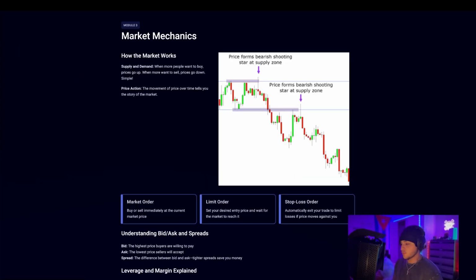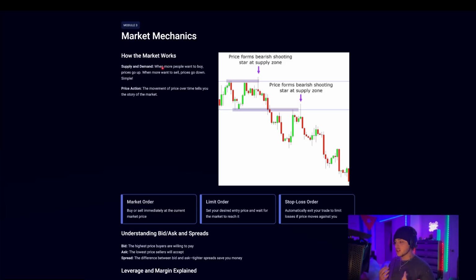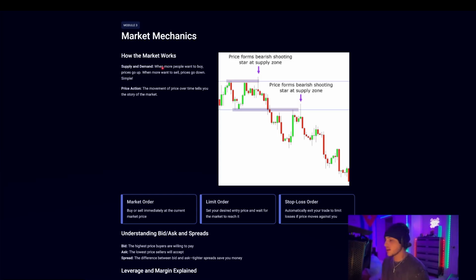Market mechanics, module 3. How the market works, right? We have supply and demand. If you guys don't know what supply and demand are, you're kind of late, bro. Go on YouTube, watch supply and demand. We're going to explain it right now, but make yourself knowledgeable when it comes to supply and demand, right? So supply and demand: when more people want to buy, prices go up. When more want to sell, prices go down. Very simple.